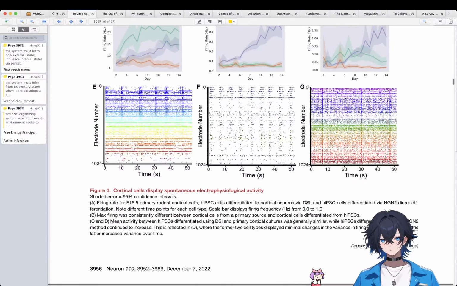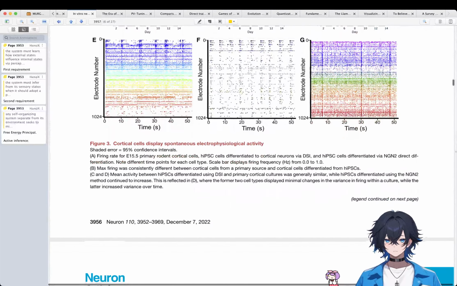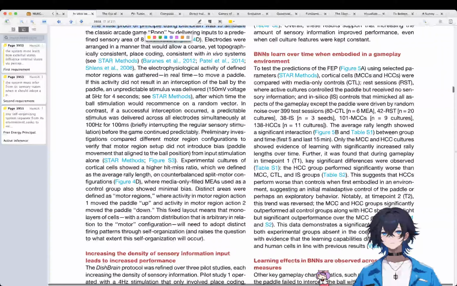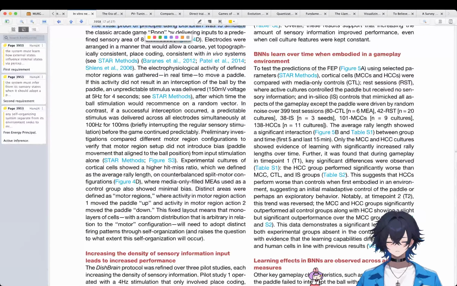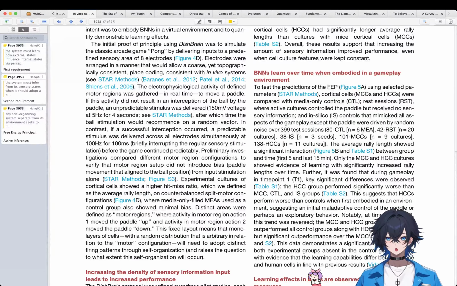What are these nice graphs? Cells display spontaneous electrical physiological activity. Okay, but that's without playing the game, right? Very interesting, I guess. Electrodes have a coarse yet topographically consistent place coding. Okay.